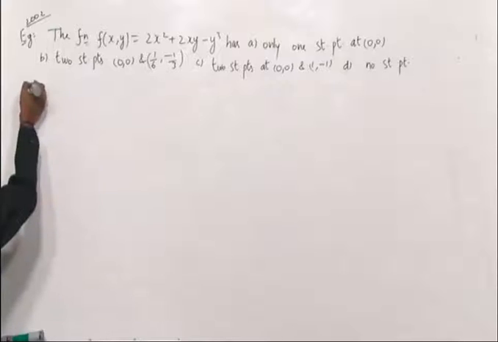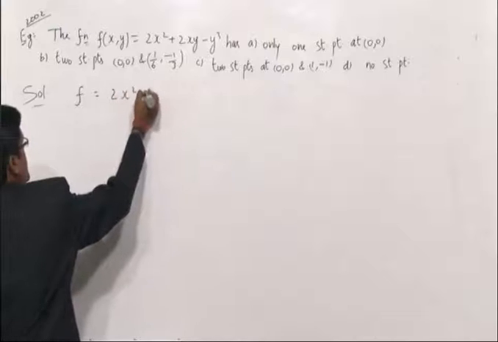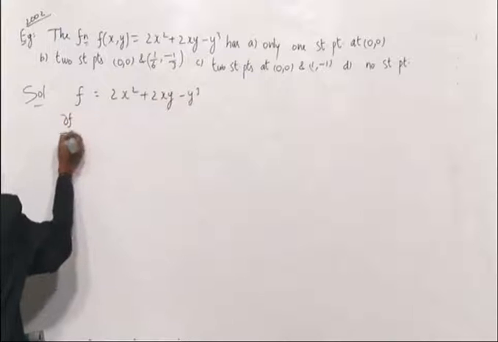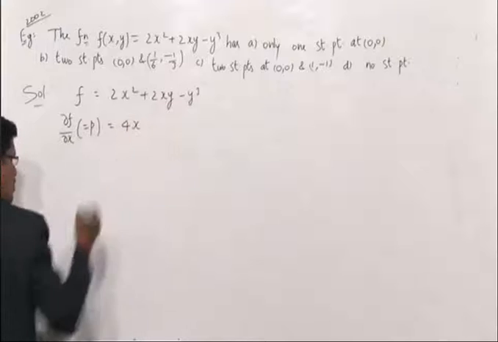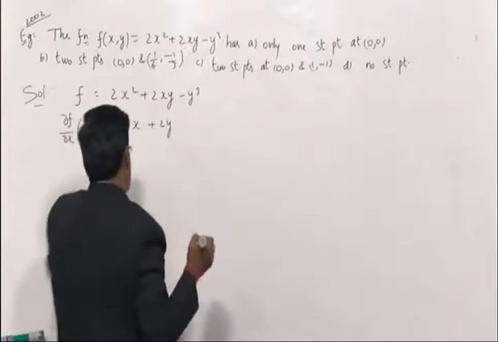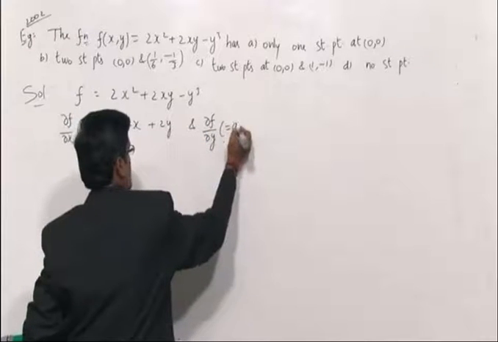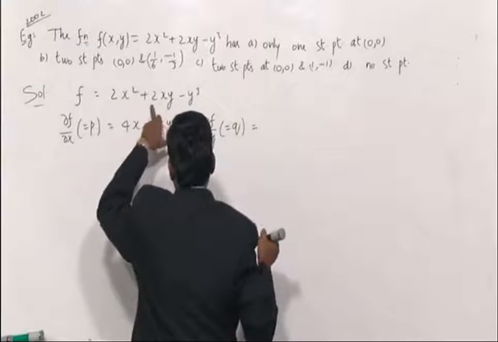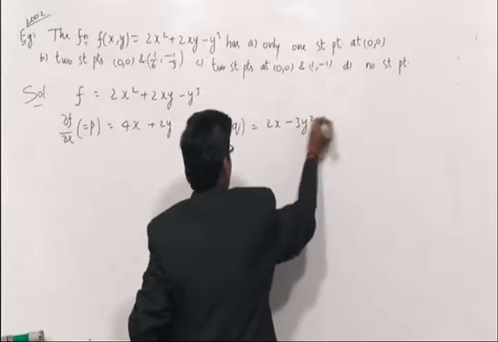See, solution. F is equal to 2x square plus 2xy minus y cube. First find partial derivatives. Del f by del x, denoted by p, is partial with respect to x, meaning y constant. So 4x; here y constant, 2x derivative 2, and 2 into y cube derivative 0. And del f by del y, partially with respect to y meaning keeping x constant, is denoted by q. With respect to y, 2x square gives 0, x constant, 2 into y derivative 2, so it simplifies to 2x, and y cube derivative with respect to y is 3y square.